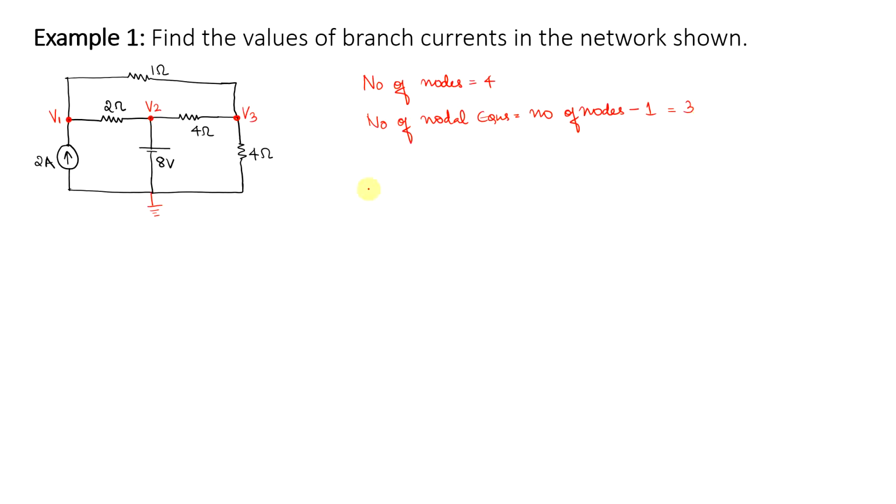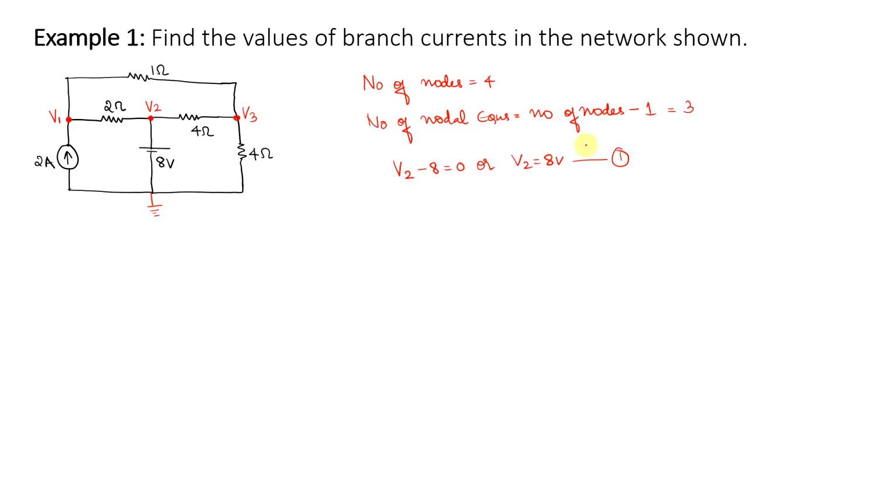Now from what we have learnt, we have understood V2 minus 8 is equal to 0, or I can write this as V2 is equal to 8 volt. This is my first nodal equation, right? Then what else can I do? Is there anything else that I can do? No, because we do not have a voltage source present between 2 active nodes.